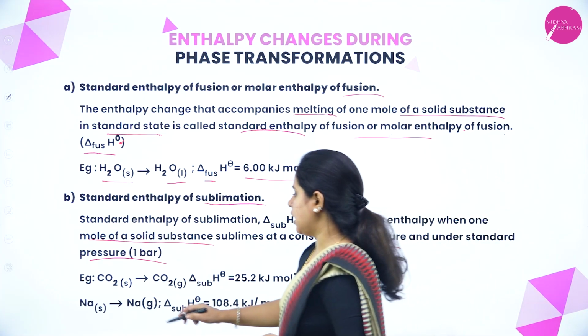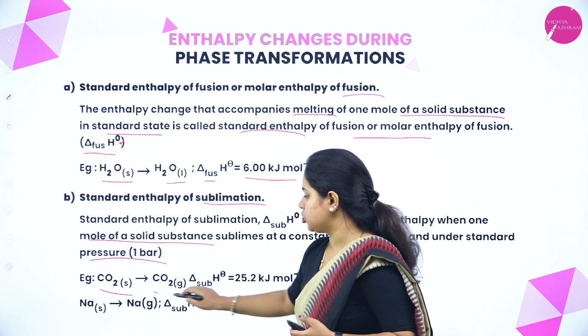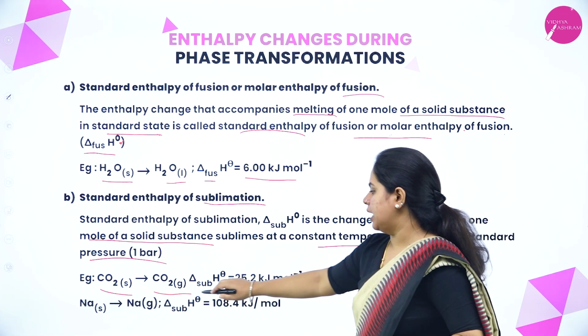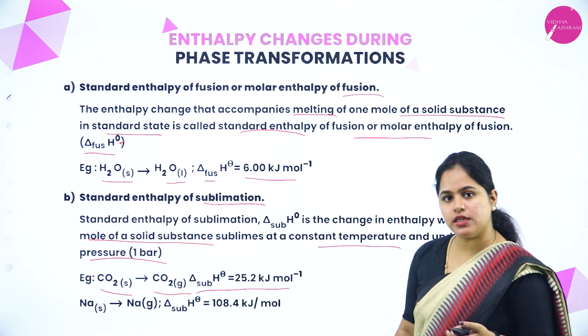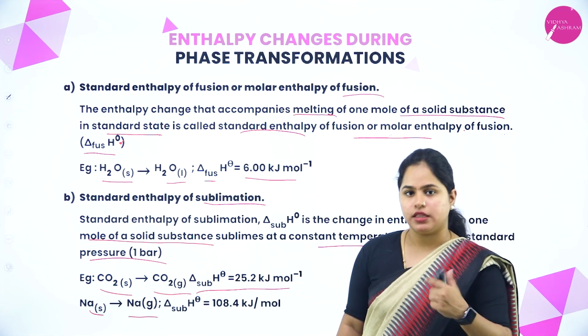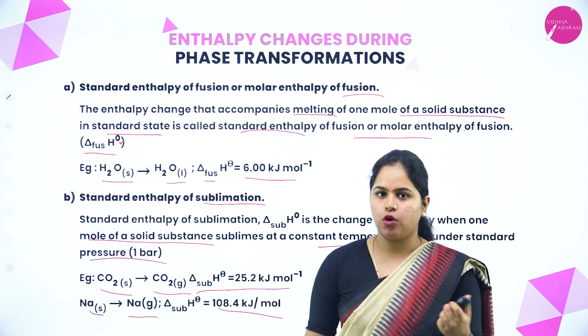As you can see here, carbon dioxide in the solid state, that is called dry ice, is getting converted into carbon dioxide in gaseous state. That is the sublimation process taking place and the enthalpy of sublimation is 25.2 kilojoule per mole. The next one is sodium in the solid state getting converted into sodium gaseous state. That is also sublimation and the enthalpy of sublimation is given here. So I hope that is clear.